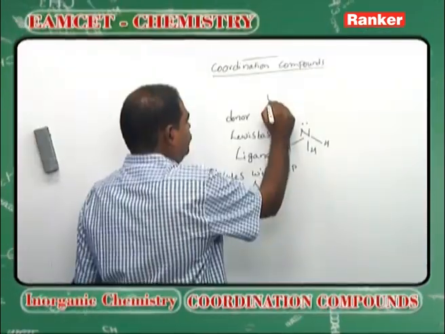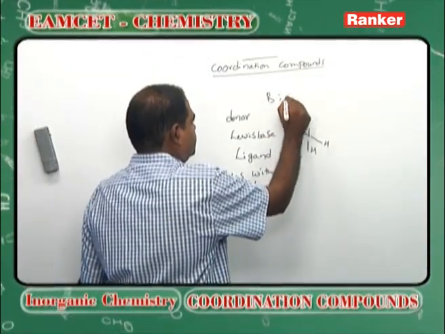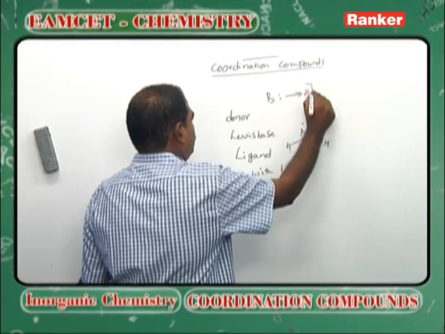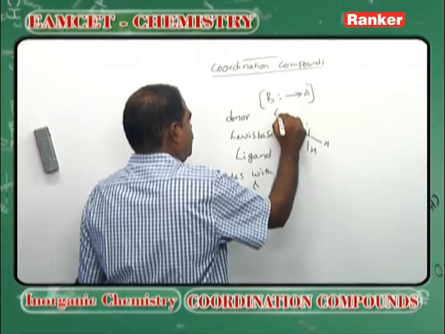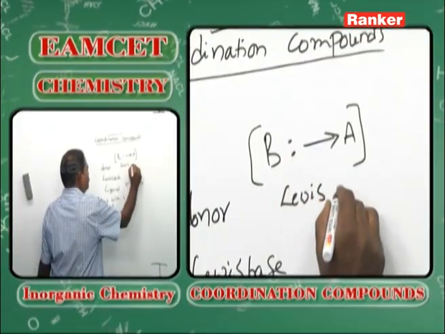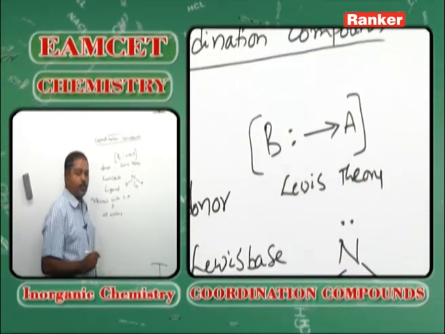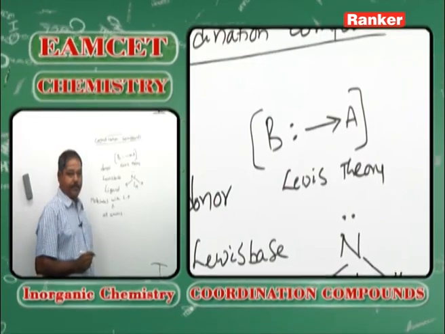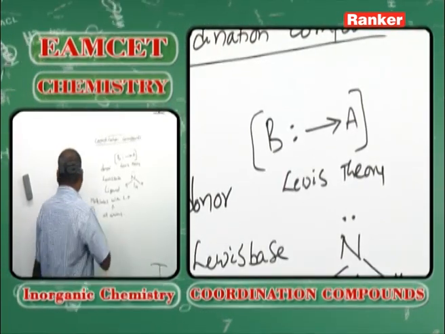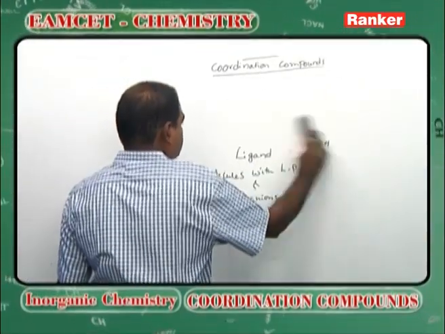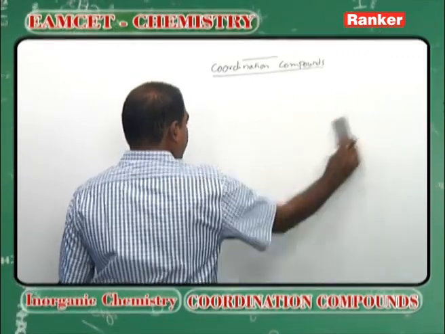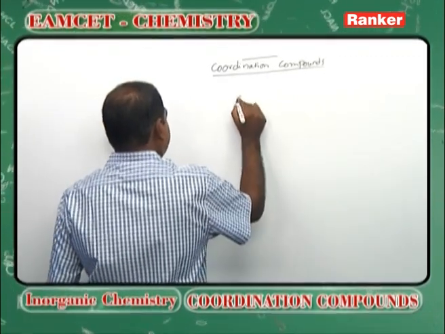I want to remind you once again, what is Lewis theory in short? I think almost in every class we are using this. Lewis theory in short: base is a substance which donates a pair of electrons to acid. So, let us straight away take a complex and let me describe that.